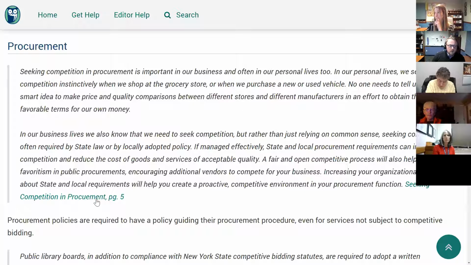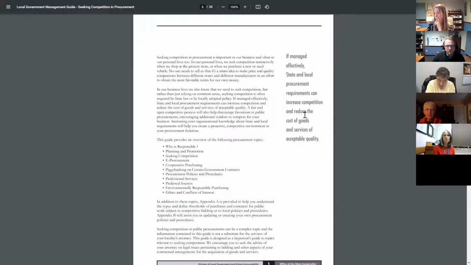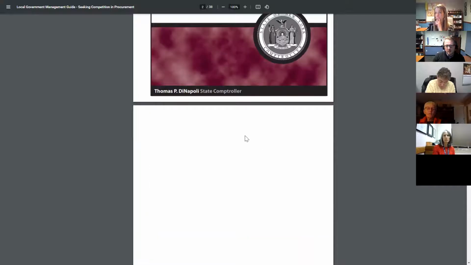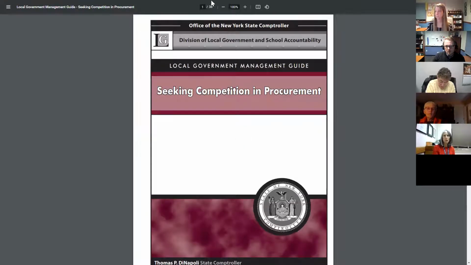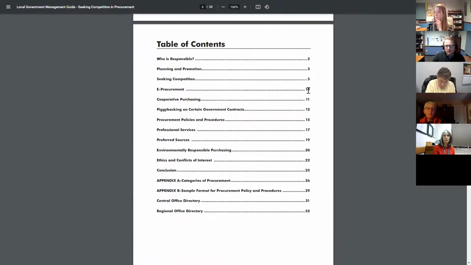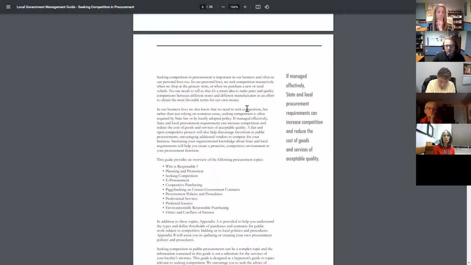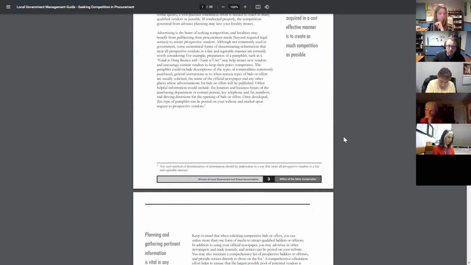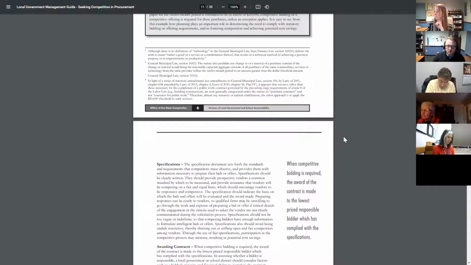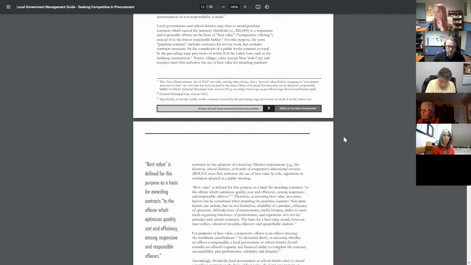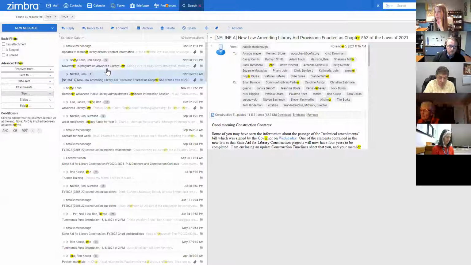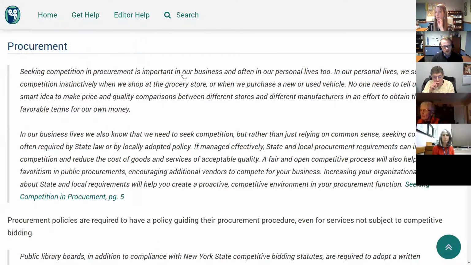This is a great little document here. This is the seeking competition and procurement. And this document comes straight from the Office of the State Comptroller, and it outlines all the stuff that you need to consider with procurement policies. It talks about who's responsible for seeking procurement. It talks about the various thresholds that you need to consider, because different dollar amounts are going to require different types of activities.